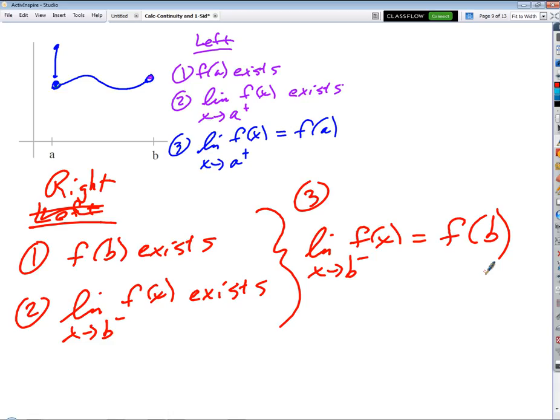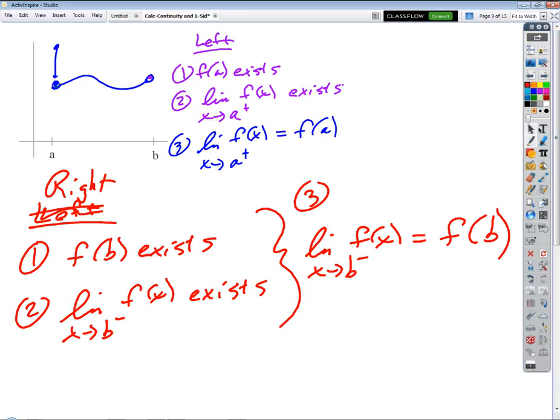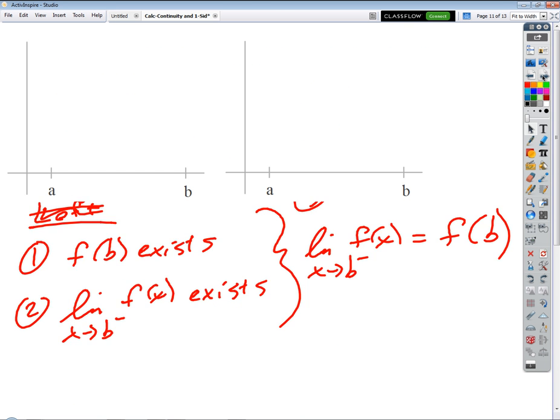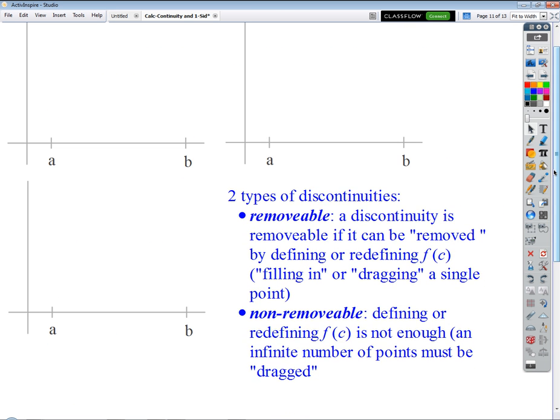Now we're done. Now we have just defined continuity on a closed interval. Okay? All right, so one other issue that we need to deal with, really a minor one, is discontinuities. We need to be able to distinguish between the two very different kinds, right? We've got two types of discontinuities. Removable are the kind where they're point-like, just a single point that needs to be changed, and we can repair the function. So technically, a discontinuity is removable if it can be removed by defining or redefining just f of c, right? So we're saying we have a discontinuity at c that can be repaired by either filling in or dragging a single point.